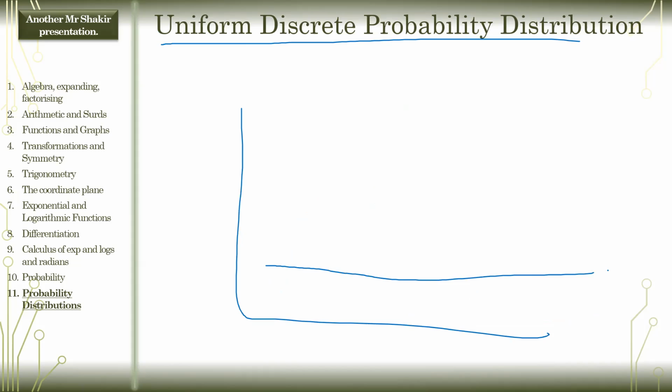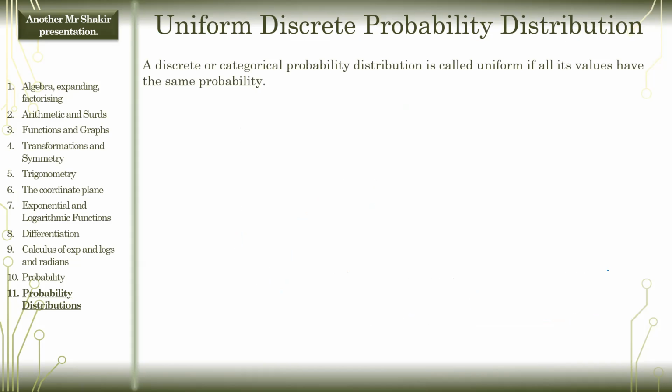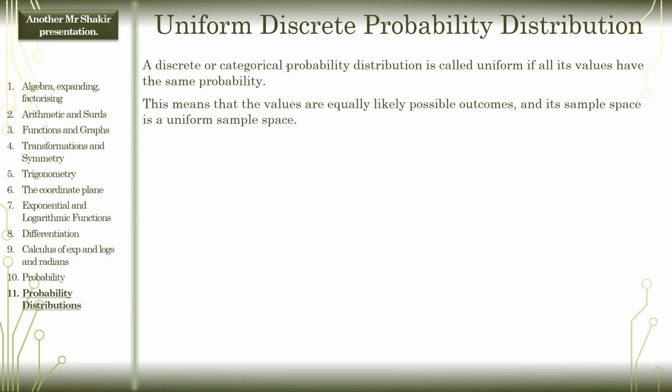Completely uniform, completely flat. So in this slide, I'm going to give you an example. It's called uniform if all of its values have the same probability. Simplest example is rolling a die. If you roll a die, what's the probability of each one? 1 over 6, right? It's very uniform. It's not 1 out of 8, 3 out of 8, 3 out of 8, 1 out of 8. It's 1 out of 6, 1 out of 6, and so on. So the values are all equally likely, and its sample space is a uniform sample space.